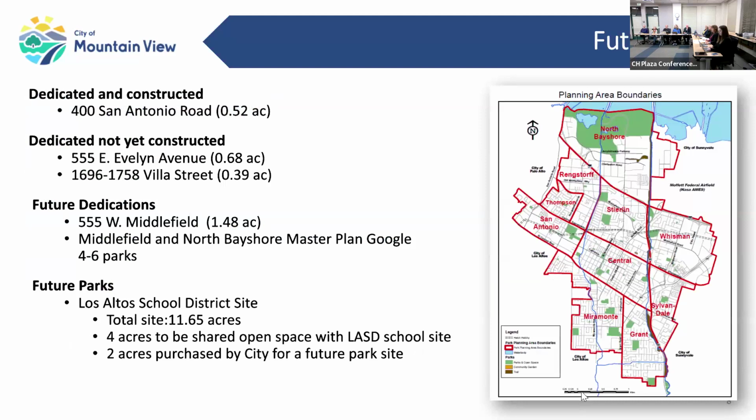And then as far as future parks, there's a dedicated and constructed park at 400 San Antonio. There's a dedicated and not yet constructed park at 555 East Evelyn. The Villa Street future dedications are 555 West Middlefield, and Middlefield and North Bayshore Master Plan for Google. That's going to be 4 to 6 parks. And then future parks with the Los Altos School District site. So this is just a snapshot of real estate, where we are, where we're going. And I'd love to open it up to any additional questions that you may have.